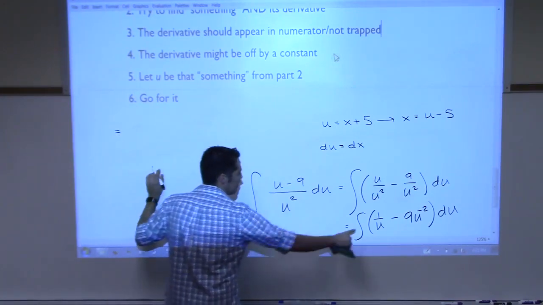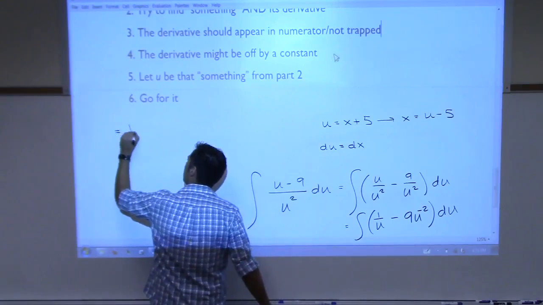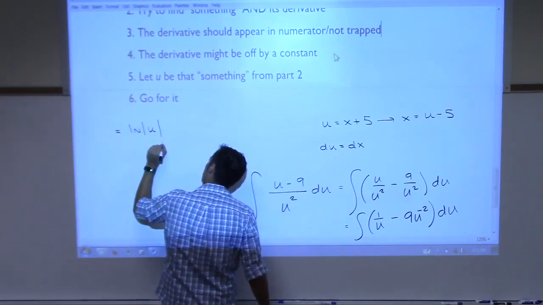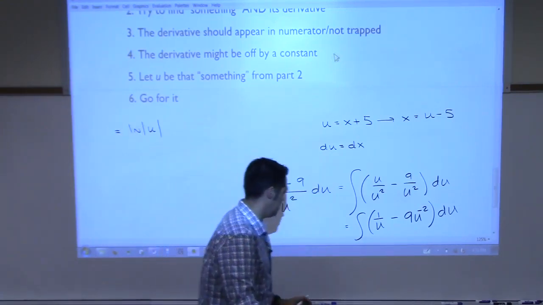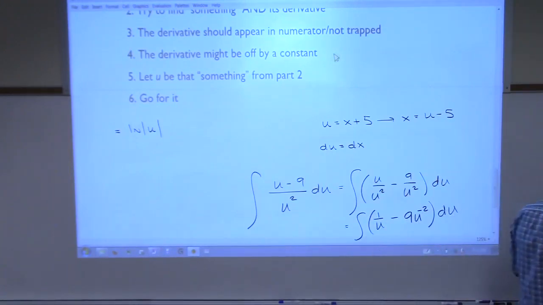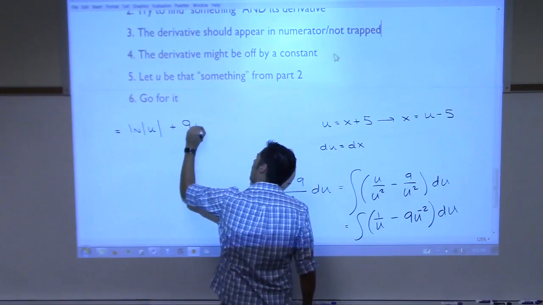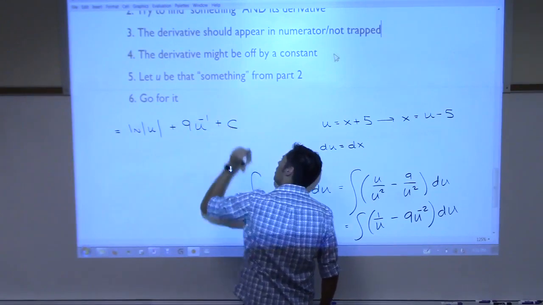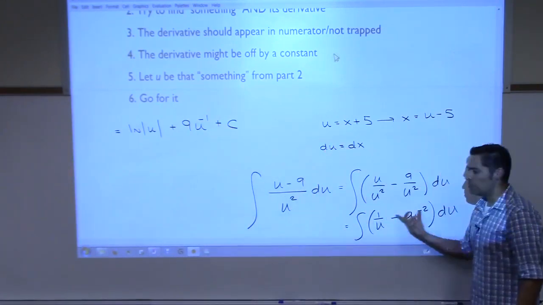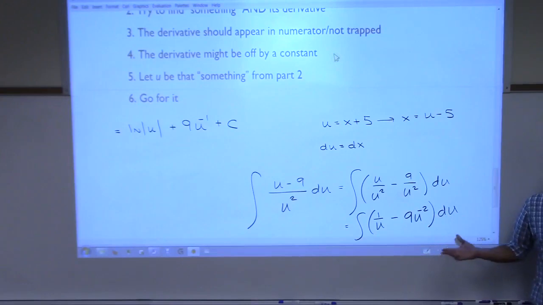Equals antiderivative of 1 over u is ln absolute value u. And then what's that going to be? Plus 9u to the negative 1 power. Yep.